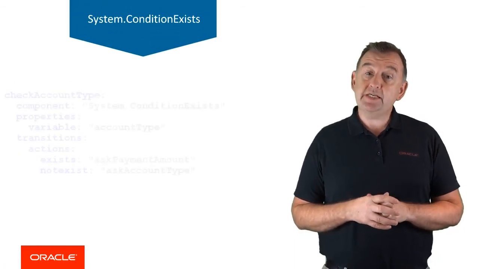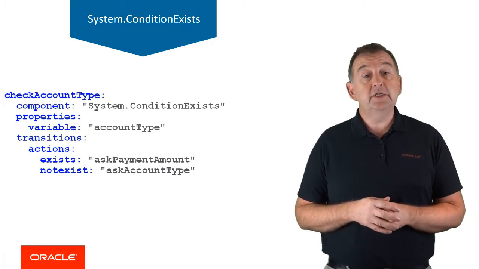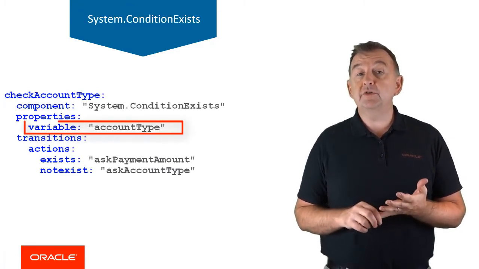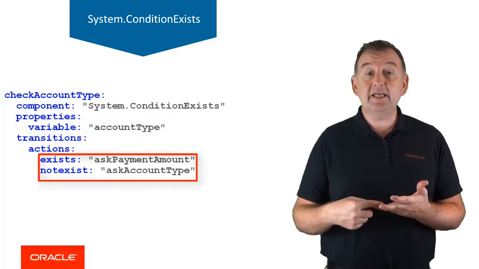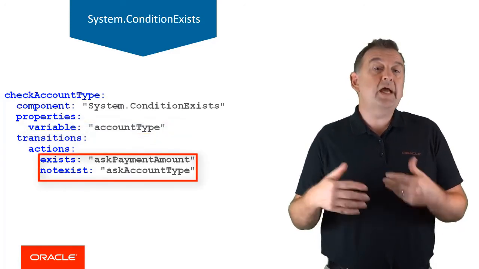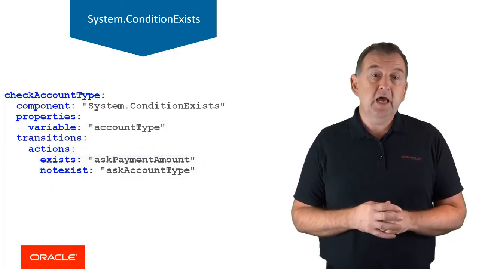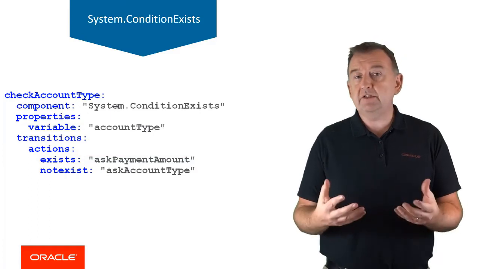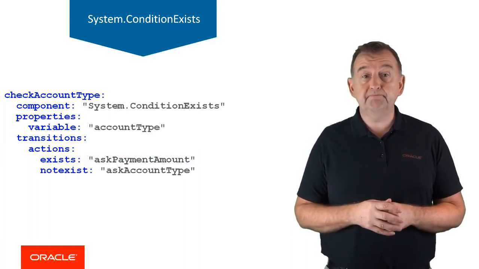The condition exists component simply checks whether a variable has been set or not. So the variable property is the context variable that will be tested, and the transition actions exist and not exist will be executed depending on whether the variable has been set or not, respectively. And this would be useful if you want to check to see if a value has been supplied before you go ahead and ask the user.